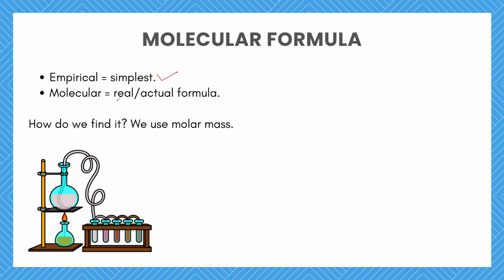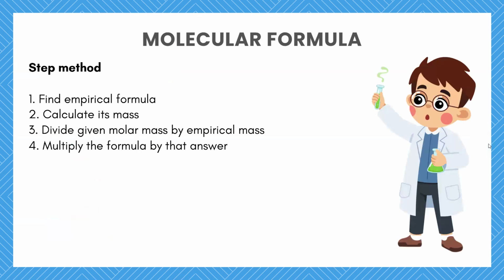Now we're moving on to the molecular formula, which is the real and actual formula of a compound. How do we calculate it? How do we find it? It's very easy and simple. We use the concept of the molar mass. Now, there are a number of steps that are required for you to follow to calculate or ascertain the molecular mass of a compound. So what are the steps?